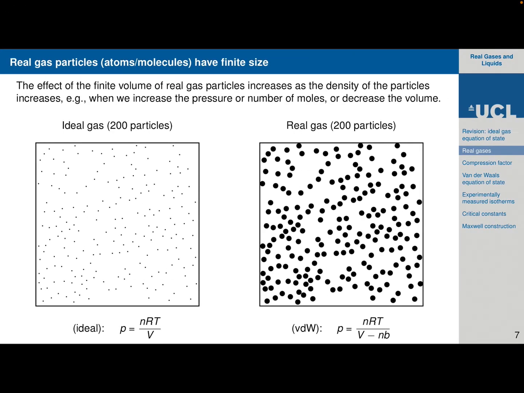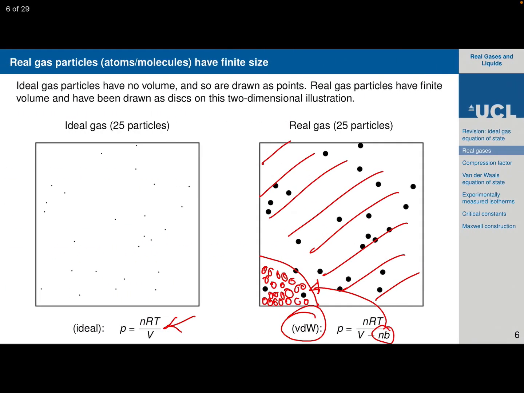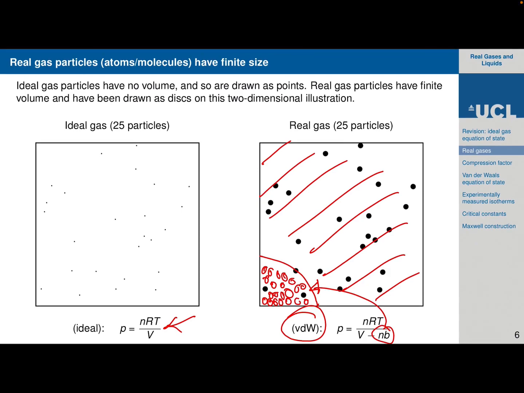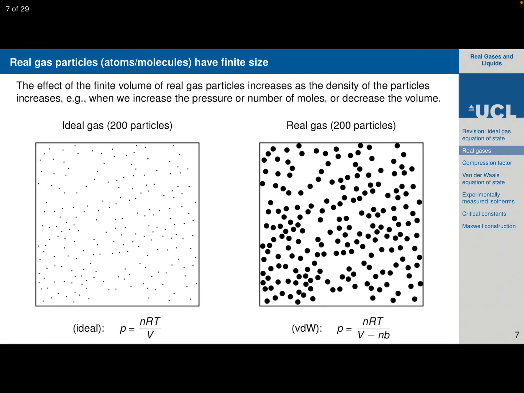And then we talked about the fact that these effects become more pronounced as we go to higher pressures and lower temperatures, right? So that's what I've tried to illustrate on this slide. On the previous slide we had 25 particles in each of the two boxes, right? And on this slide now we have 200 particles in each of the boxes.